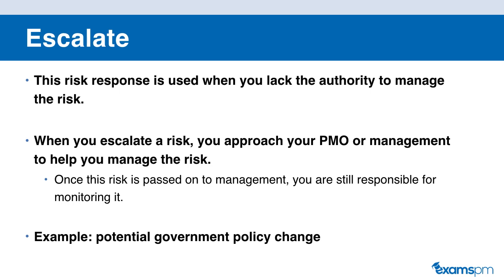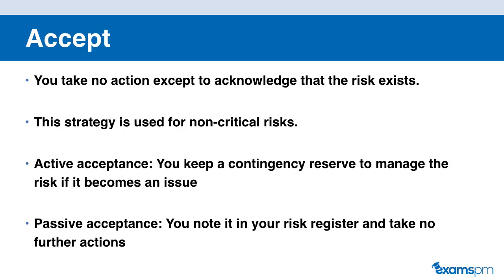And the last risk response strategy, the fifth one we will discuss, is to accept. In the accept risk response strategy, you take no action except to acknowledge it. So you just accept that the risk exists, and if it happens, you'll deal with it. There are two different types of acceptance: passive acceptance and active acceptance.